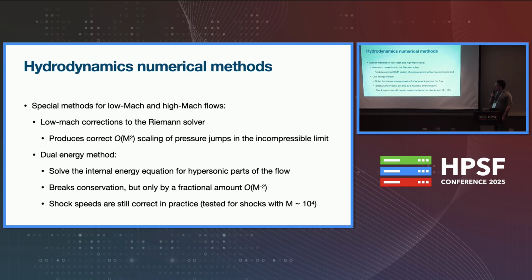Some other probably relatively unique things about our methods is we have both low Mach and high Mach flows, very, very low and very high Mach flows. So we have low Mach corrections to our HLLC Riemann solver, which produce the correct scaling of pressure jumps in the incompressible limit. And that's for low Mach flows. And then for high Mach flows, we have a dual energy method. So we evolve an equation for the internal energy of the gas for the hypersonic parts of the flow. It formally breaks conservation, but only by a fractional amount, and the shock speeds we find are still correct in practice.